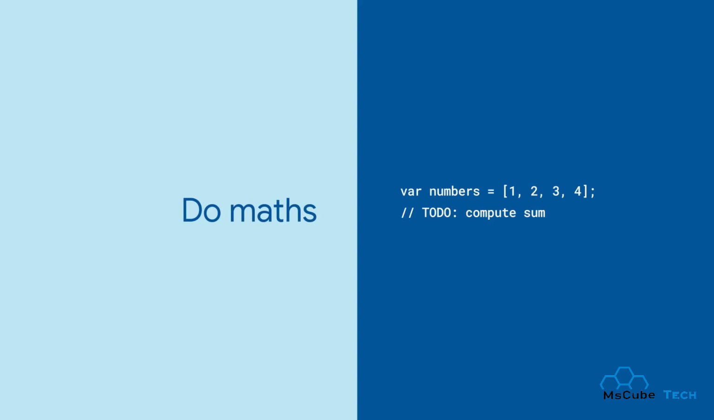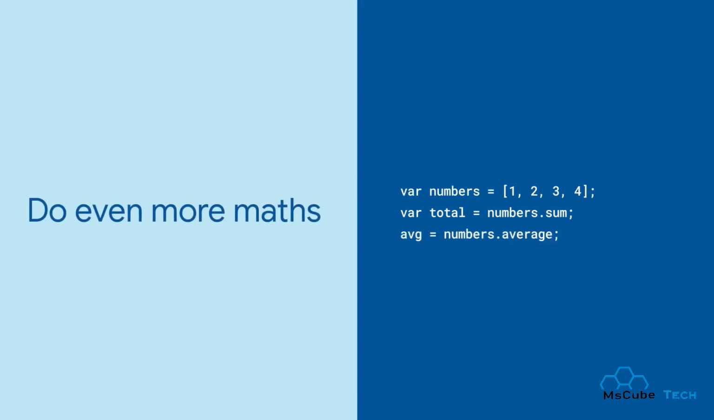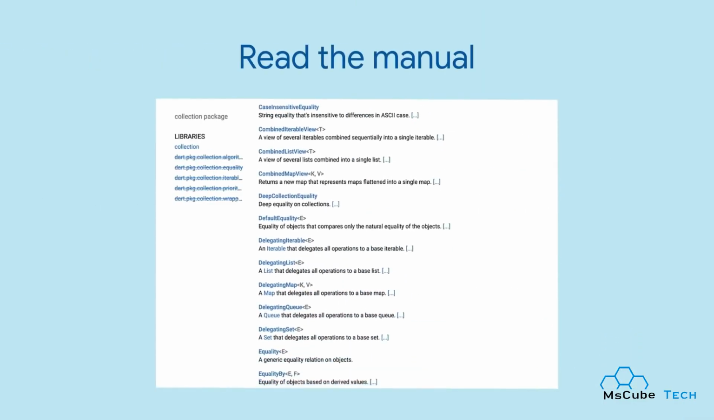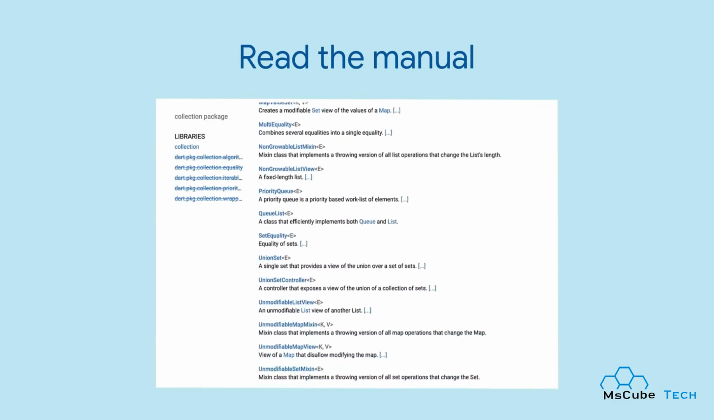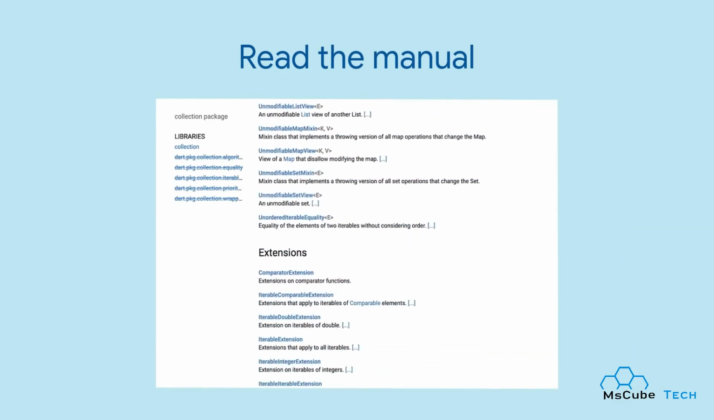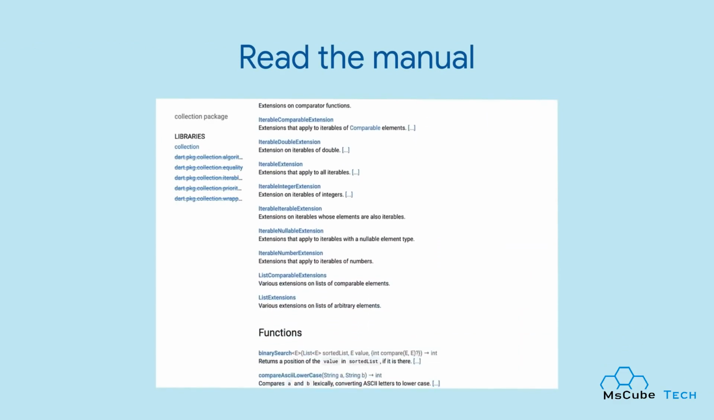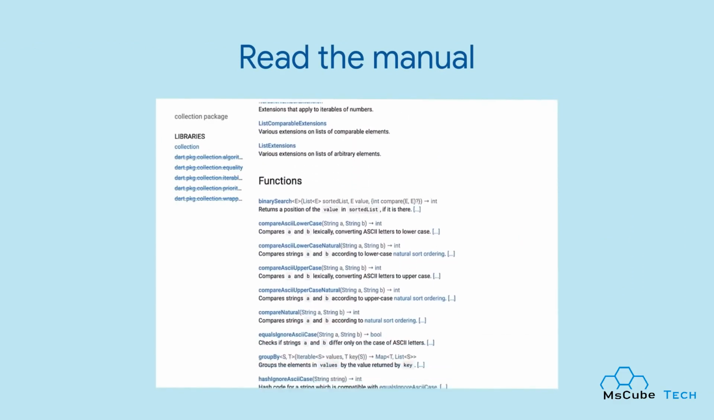Have an iterable of numbers and wish you could get the total sum of them? Package collection gives you an extension that does just that. But how about the average? Yep, it's there. There are dozens of other very useful functions, classes, and extensions in package collection. This is one of those packages that really deserves to be studied top to bottom.